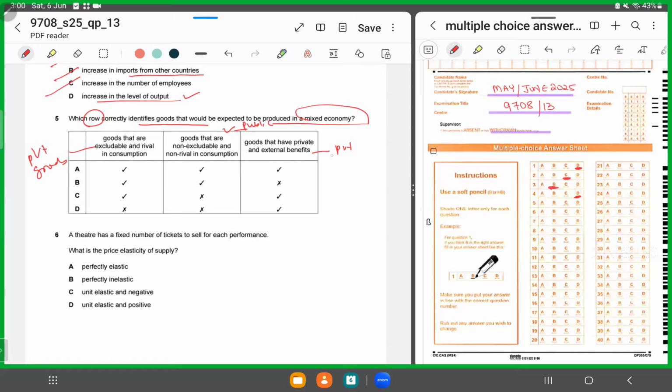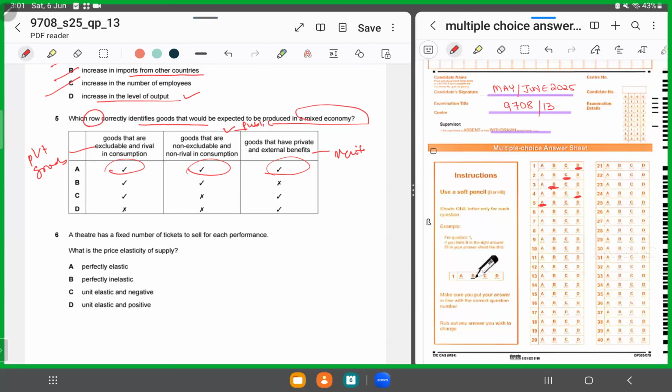So a mixed economy is one which provides private goods, which provides public goods, and goods that are excludable and rival in consumption, that has got private and external benefits, and goods which are all having benefits, right? So it would be providing all sorts of, all 3 of them, right? So this is merit good. This is merit good, that's private good. So it would be providing all 3 of them. So for 5, we'll shade in A as the correct answer.